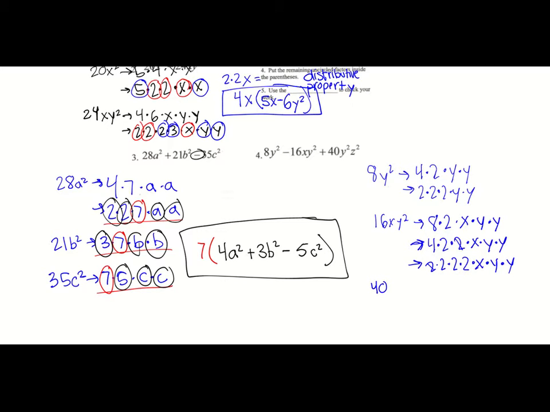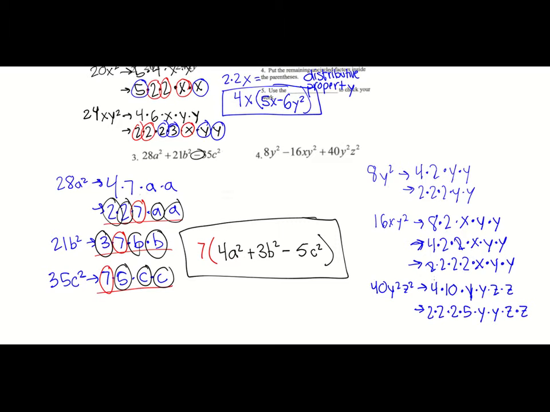And our last term here, 40y squared z squared. 40 we can break up into 4 times 10 times y times z. Let's break that up further. We have 2 times 2 for our 4, and then 2 times 5 for 10 times y, and z.